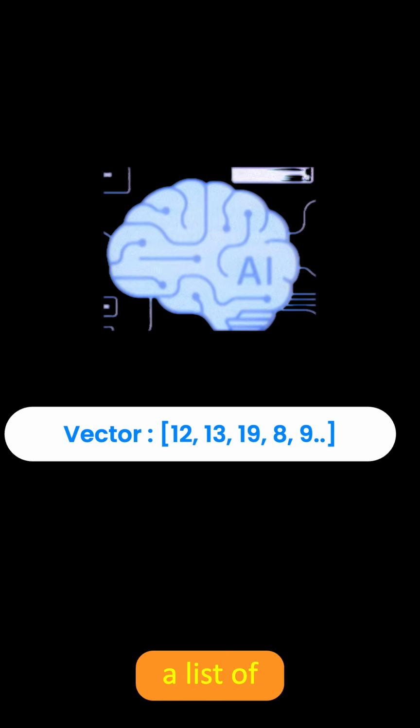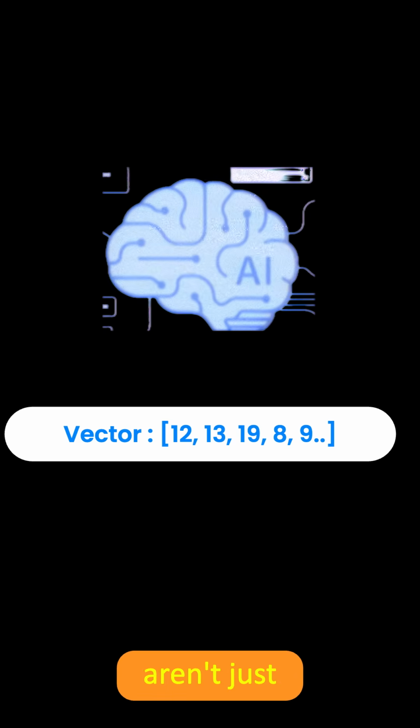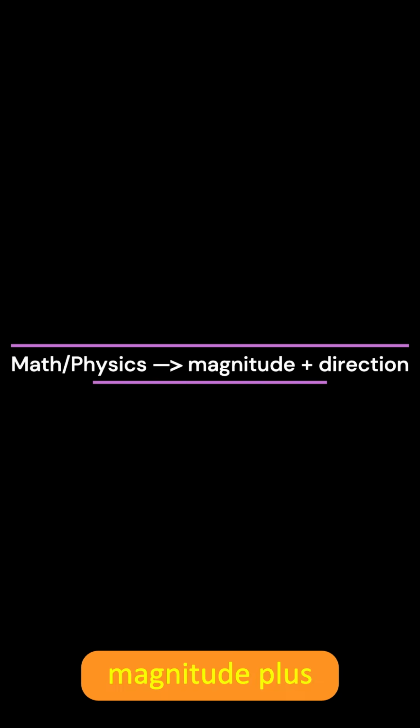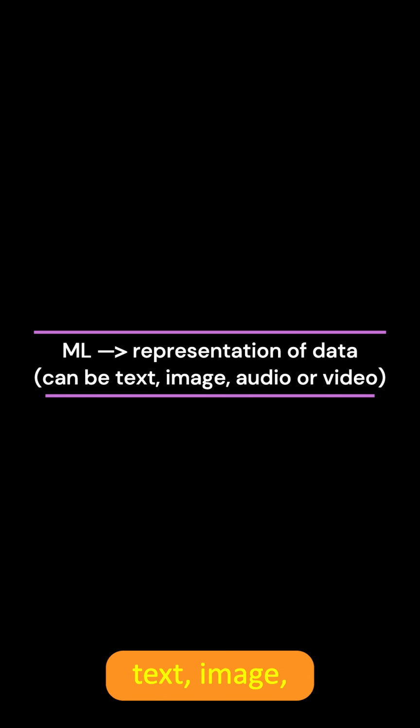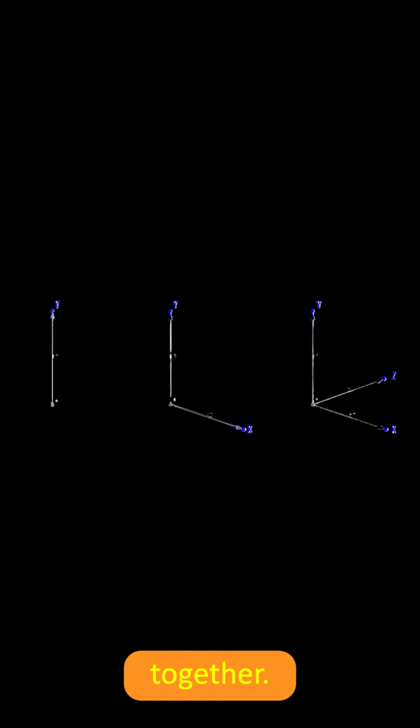A vector is just a list of numbers, but these numbers aren't random. They represent meaning. To clarify, in maths or physics terms, it is magnitude plus direction. But in machine learning, it is a representation of data, which can be text, image, audio, or video. It is like coordinates in space where similar things are close together.